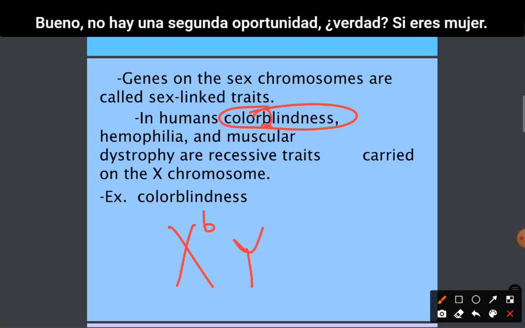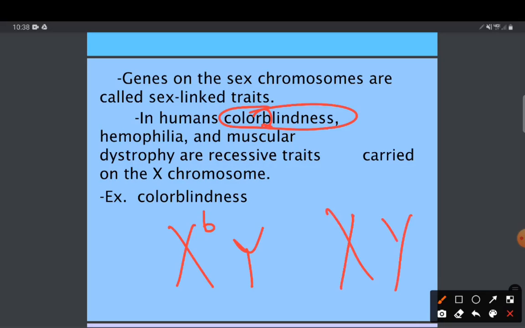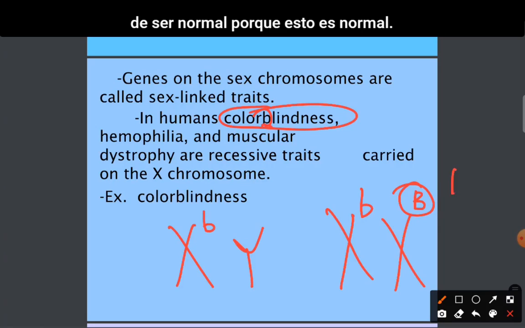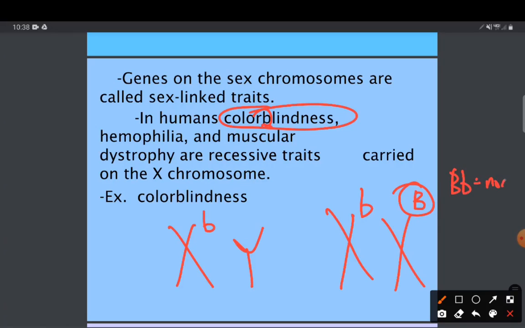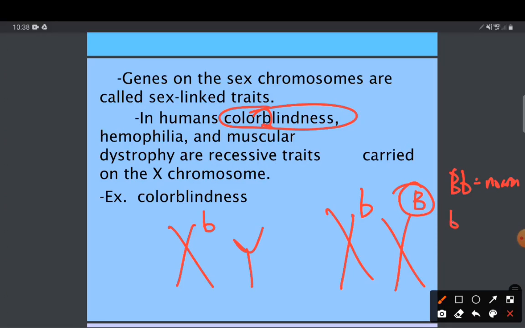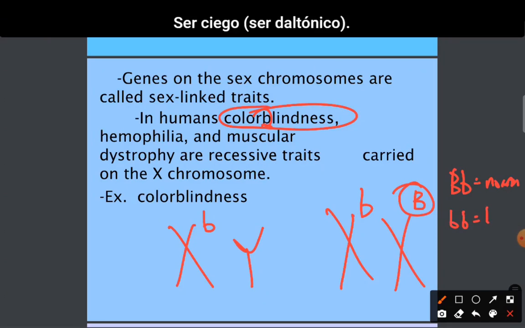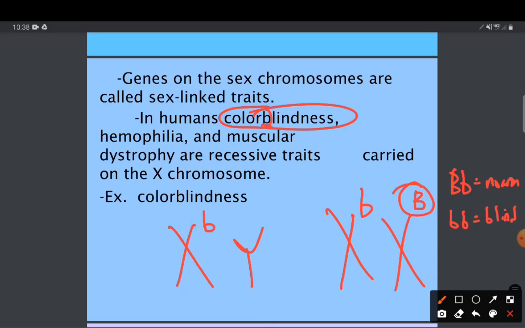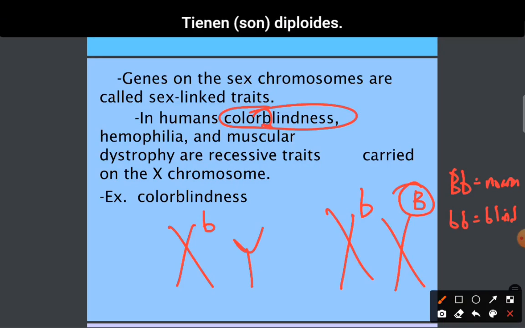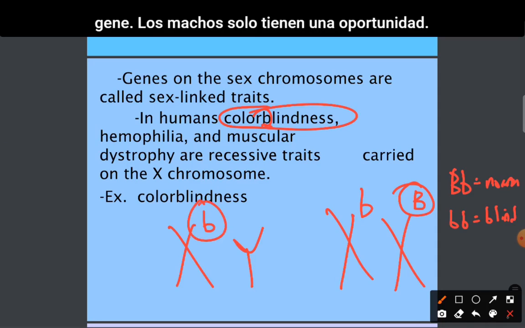Well, there's no second chance, right? If you're a female and you have a recessive gene, you have another chromosome where you might stand a chance of being normal, because this is normal. You would need 2 copies to be blind, to be colorblind. So females have another shot. They are diploid. They have 2 chances to get the right gene. Males only have 1 chance.